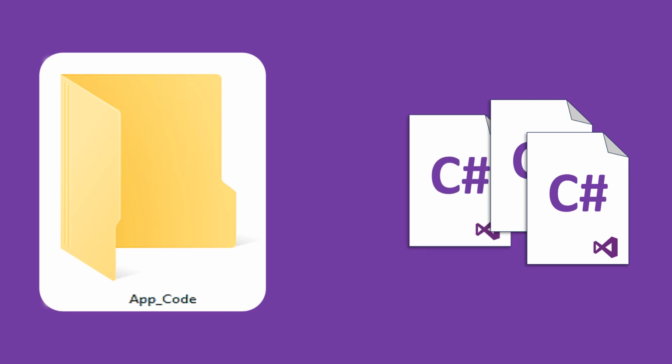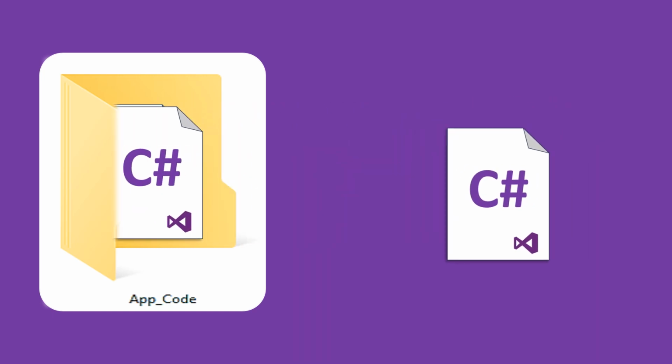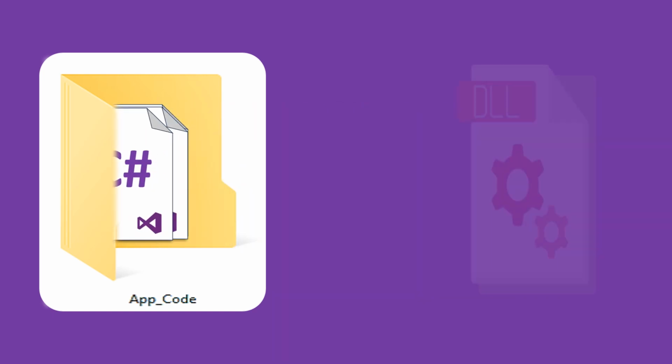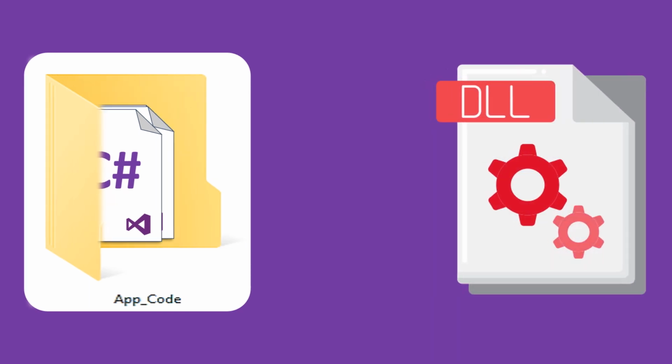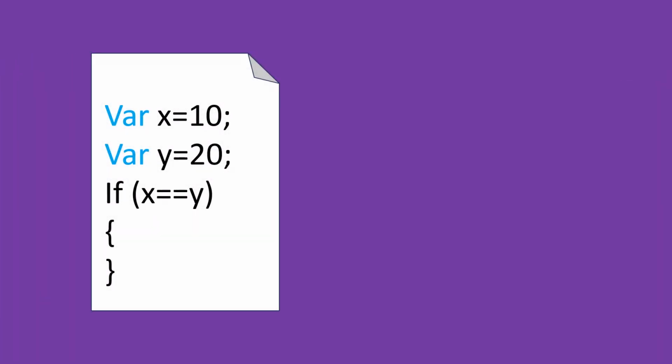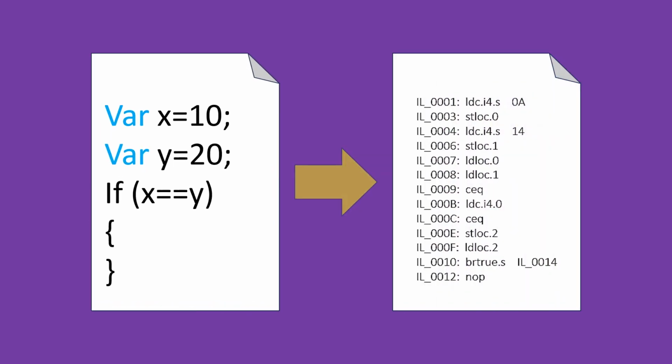The app code is a special folder. Class files are added as content files to the app code folder and are compiled at runtime. But to use class files in code, these must be compiled first.